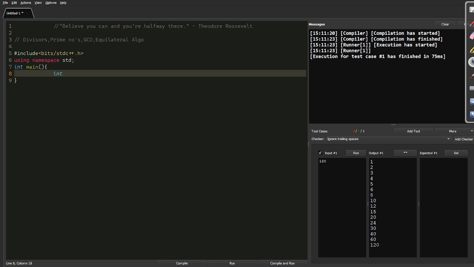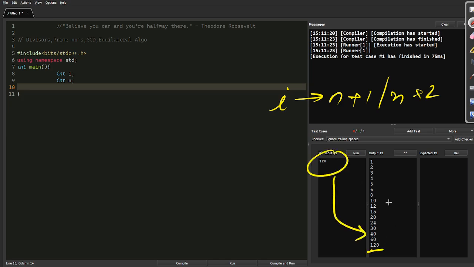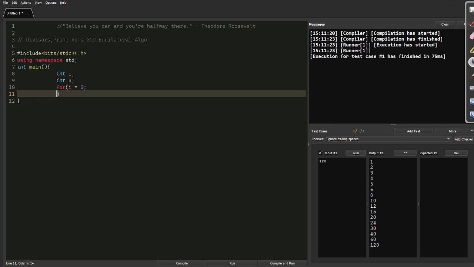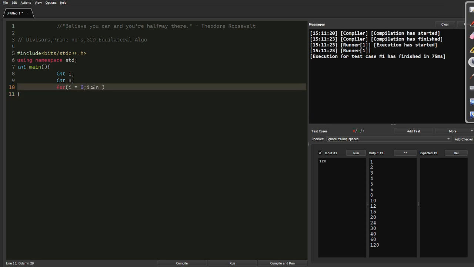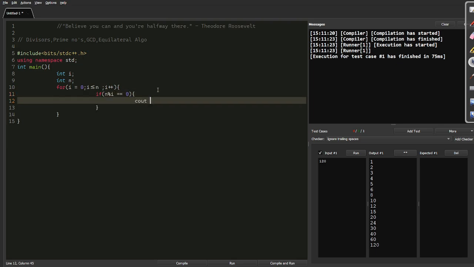I'll take int i, int n. And you might ask me, I'm iterating from i to n, why not n plus 1, n plus 2? Because if you see here, the divisors of 120 go only up to 120. There's no 121, 122. You will not find a number whose divisor is greater than the number itself. So that's the thing that you need to see here. And for i equal to 0, i less than or equal to n, i plus plus, and if n mod i equal to 0, cout i.